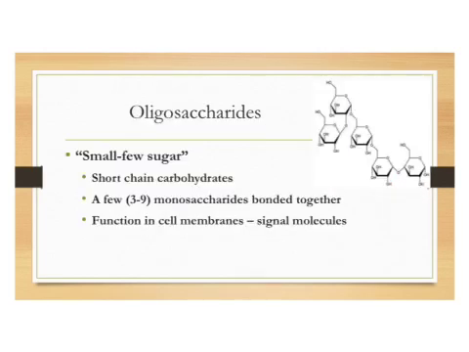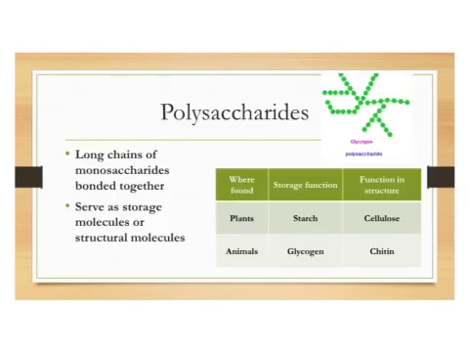There are also oligosaccharides. Oligo means a few or a small number of sugars. These are short-chain carbohydrates with just a few monosaccharides bonded together, anywhere between 3 and 9. These combined with proteins and some short fatty molecules function as signal molecules in cell membranes. So later in the semester we'll be talking about these signal molecules that are embedded in the cell membrane, and they serve to signal. Cells communicate with one another through these oligosaccharides.